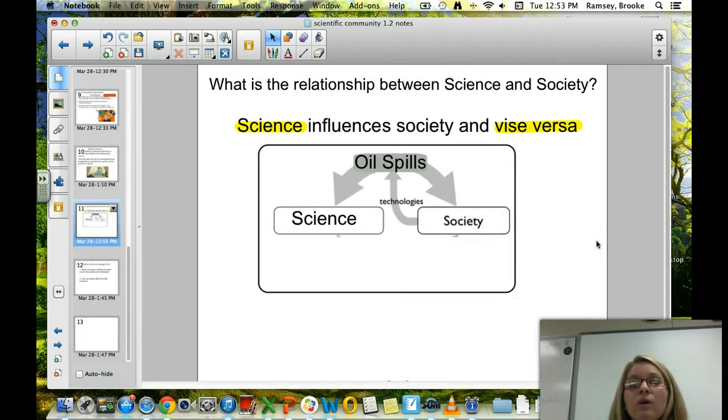Lastly, we're going to look at how the relationship between science and society shows how those two things influence each other. In this picture, we're looking at how the society that we live in depends on oil. When we get the oil out of oceans or out of the land, sometimes it can spill, and then we're going to use science to help remediate or fix the damage we've done to the environment with the oil spills. Also, science has given us the technology to be able to extract oil from the environment, which society demands.